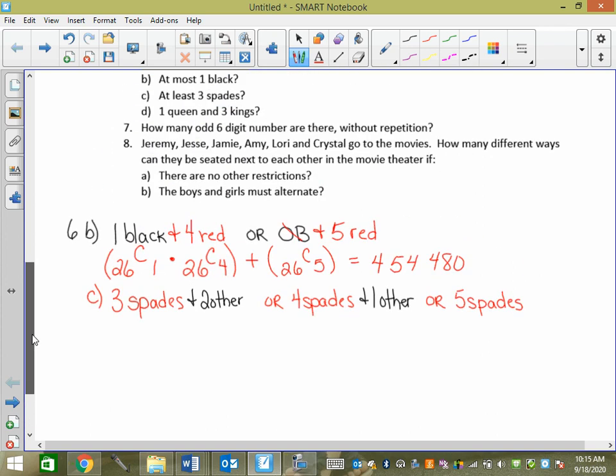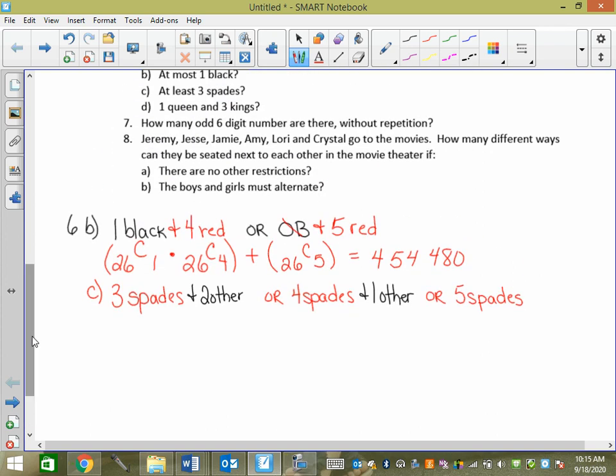How many spades are there? 13. 13C3, there's the 13 came up in handy at some point. Times 2 others. So all I do with the others is I do 52 and I subtract off this number always. That's going to be 39. Choose 2. Plus 13C4 times 39C1 plus 13C5.